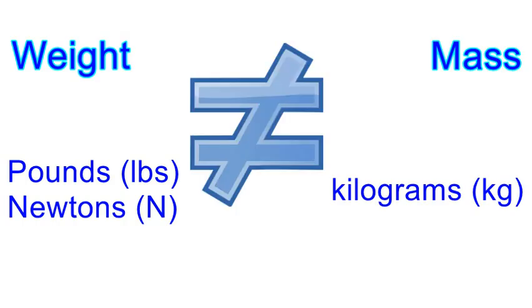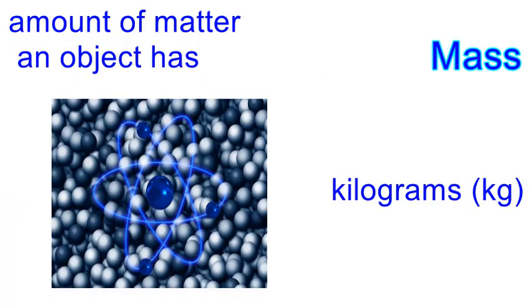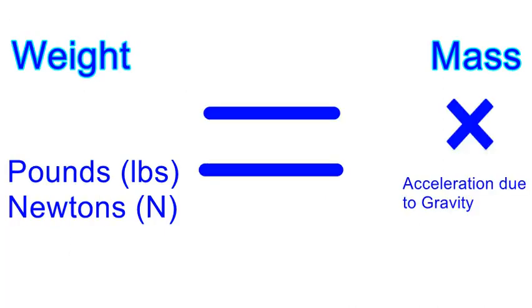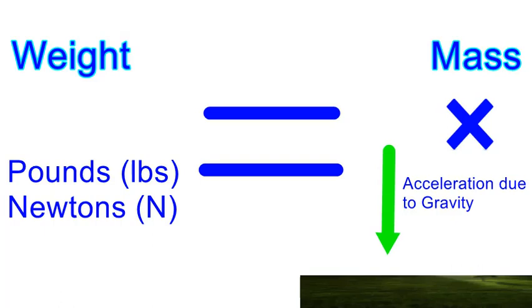One more thing outside of the 3 laws of motion that I'd like to add is that weight and mass are not the same thing. The mass of an object is the amount of matter that it has, whereas the weight of an object is the mass multiplied by the amount of gravity it endures.